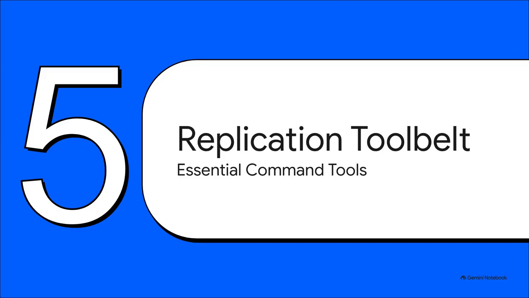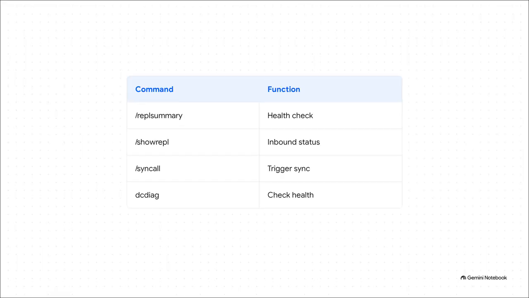Which leads us to Section 5, your replication toolbelt, essential command line tools. Okay, so this is your absolute cheat sheet right here, your essential command line toolkit. First up, repadmin /replsummary. That is your 30,000-foot view for an instant health check, just boom, right there. Then, repadmin /showrepl gets much more granular, pulling up the inbound status for one specific DC. Now, if you're in a pinch and need to force a sync immediately, you drop in repadmin /syncall. And of course, the absolute heavy hitter for deep diagnostics, dcdiag /test:replications. Honestly, these commands are going to be your best friends in the trenches.